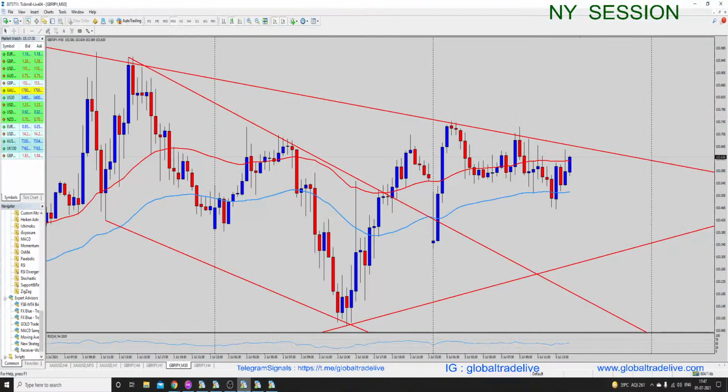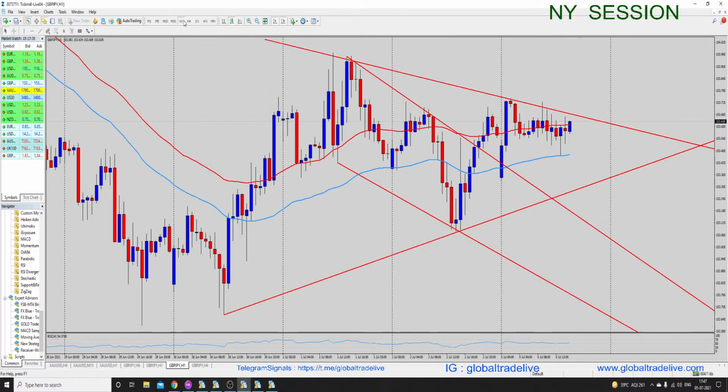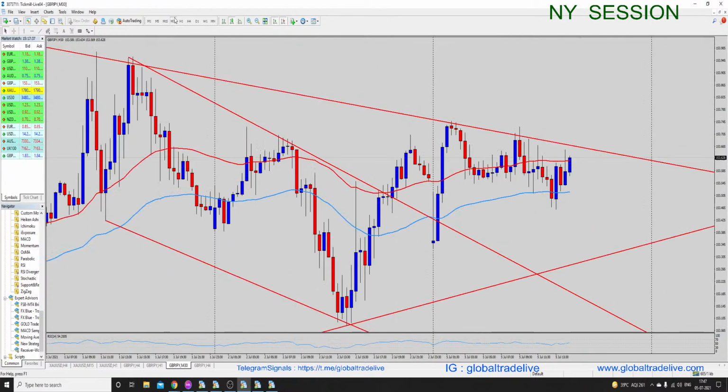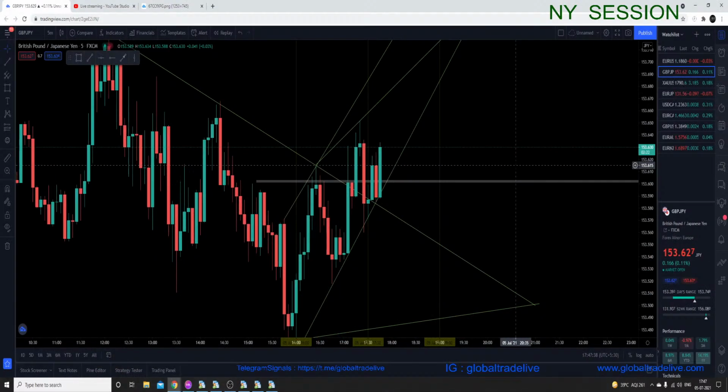Let's see, 4 hour. 4 hour is moving bullish. 1 hour also going bullish. 30 minute also going bullish.